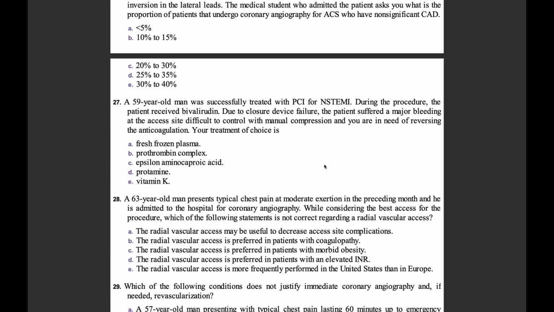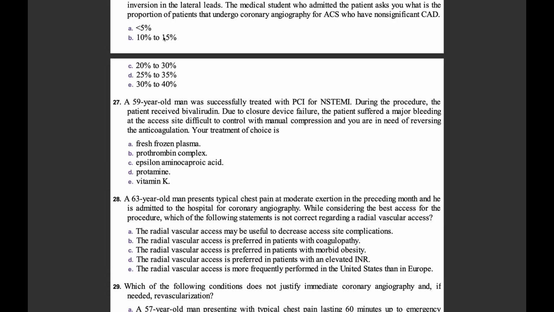It's also said to contain some additional clotting factors, like those vitamin K dependent clotting factors 2, 7, 9, and 10, which are thought to be thrombogenic. They have thrombogenic effects. So with this effect, it is said that prothrombin complex helps to stop bleeding induced by bivalirudin. So the answer to question 27 is B, prothrombin complex.